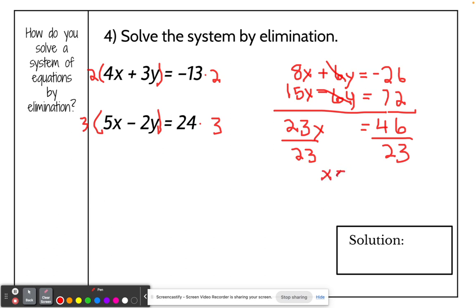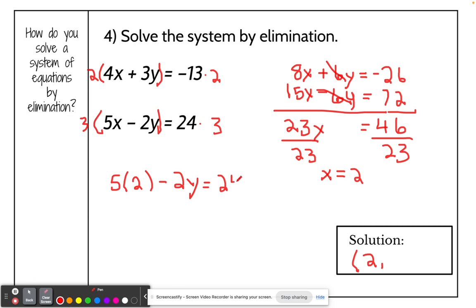So now I have to plug in 2 for x to solve for y. Now I rewrote my equations here, but I don't usually use those to solve for my y value. I'm going to go back to my original equations, and I could use either one. Let's do the second one. 5 times 2, because I'm saying x is 2, minus 2y equals 24.